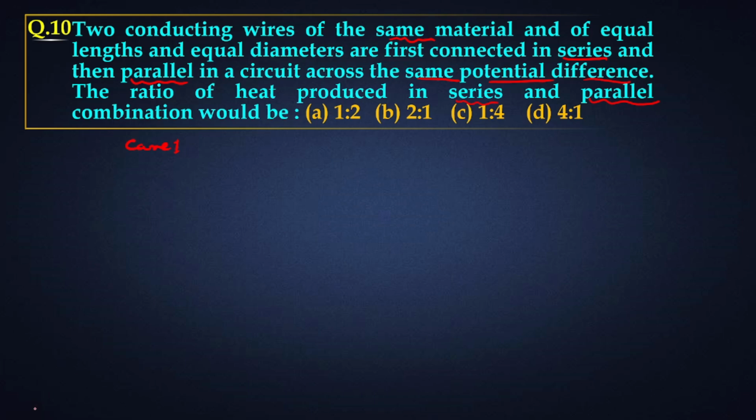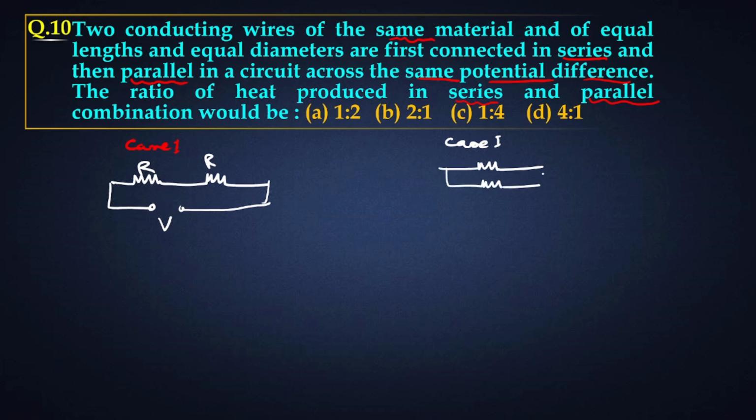In case 1, I'll take the white pen. Now I have these two resistances, each R and R, and they are connected to a supply, the voltage here being V. And in case 2, both these resistances are connected in parallel, and again the supply remains the same, so the voltage here is the same. If you have two materials of equal length and equal diameters, the resistance will also remain the same. So what is the heat produced in the first case?